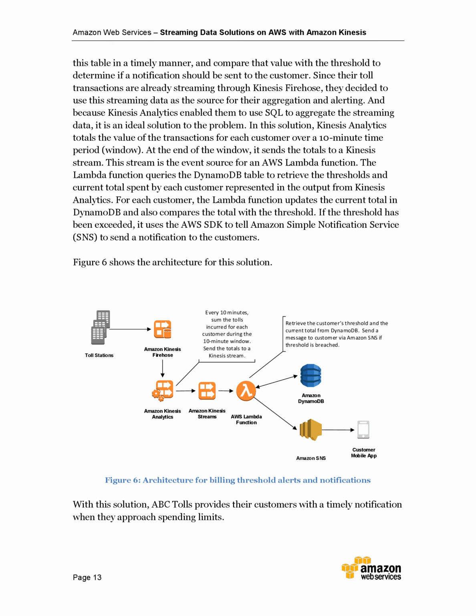This stream is the event source for an AWS Lambda function. The Lambda function queries the DynamoDB table to retrieve the thresholds and current total spent by each customer represented in the output from Kinesis Analytics. For each customer, the Lambda function updates the current total in DynamoDB and also compares the total with the threshold. If the threshold has been exceeded, it uses the AWS SDK to tell Amazon Simple Notification Service, SNS, to send a notification to the customers. With this solution, ABC Tools provides their customers with a timely notification when they approach spending limits.